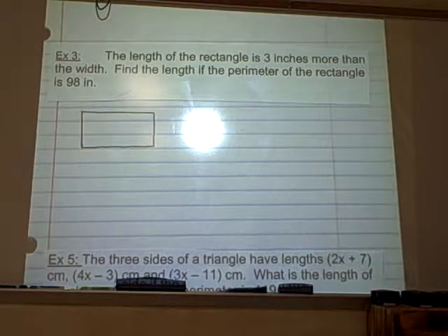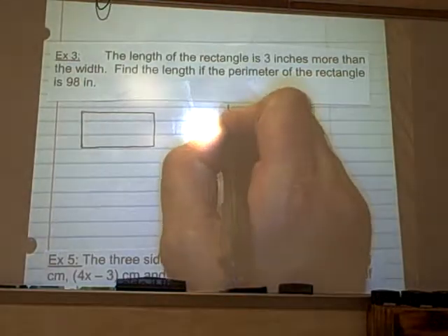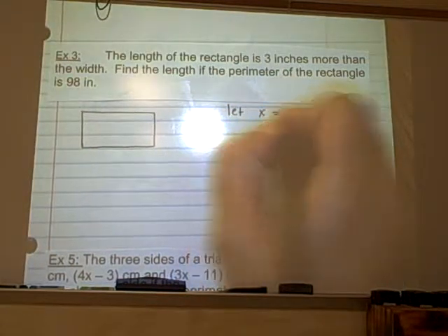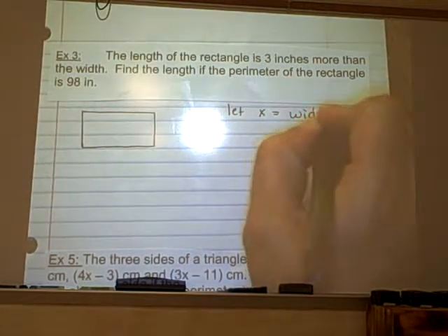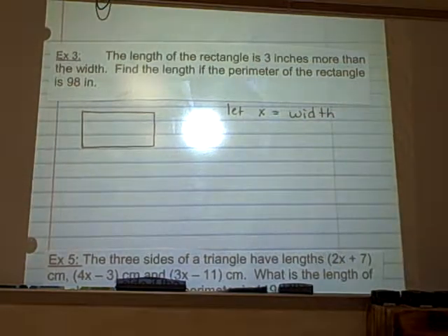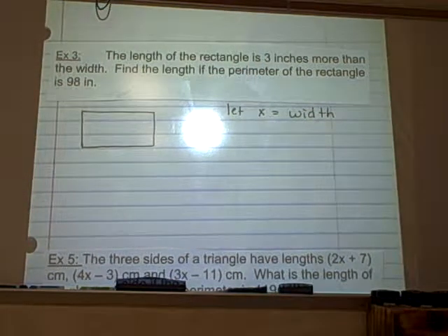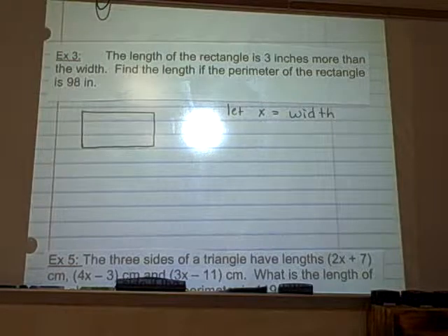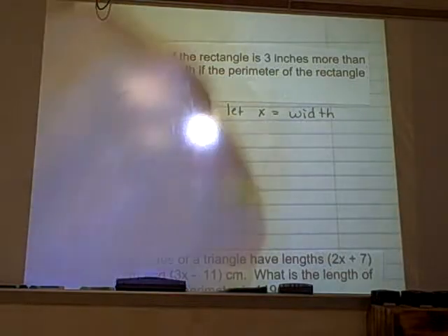And almost always with a rectangle problem, x is going to be your width. Almost always. So you're going to say let x equal the width. So go ahead and write that somewhere. Let x equal the width. Or if you wanted it to be w because it's width and you'd like it all to match, then you can do that. It's almost always going to be the width. So on your homework, anytime you have a rectangle type problem, just let x equal the width.